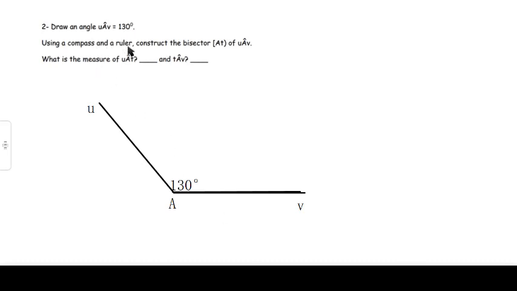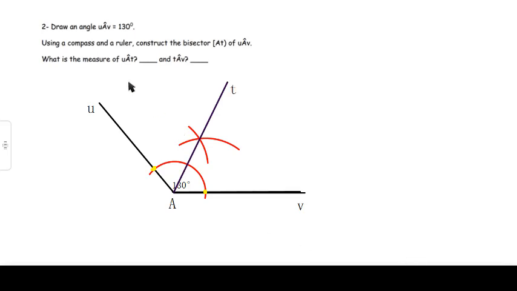Use a compass and a ruler to construct the bisector AT. We use the compass, make an arc, then we make two arcs. The intersection of the two arcs we join, and this is the 2 points where we draw the two arcs, and this is the bisector, which is AT.